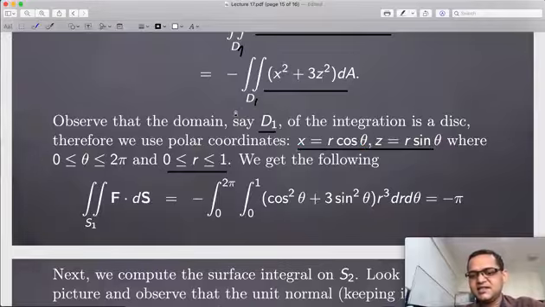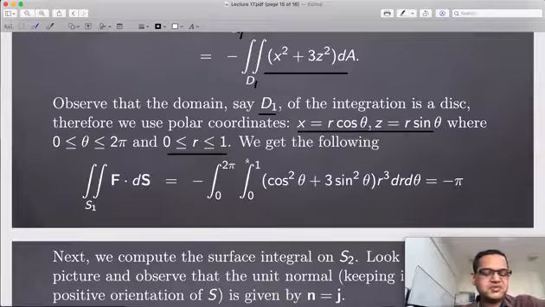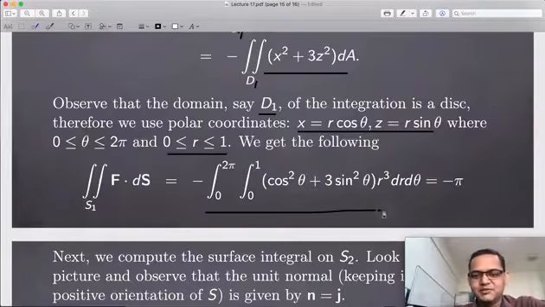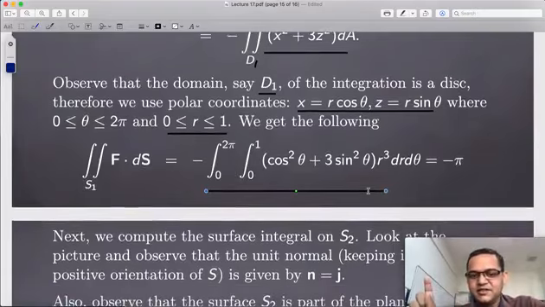Okay, and the domain is the disk. All you have to do is write down x equals r cos theta, and here not y but z equal to r sin theta, and just find the value of this integral. Okay, so this is only one surface we have taken care of so far.